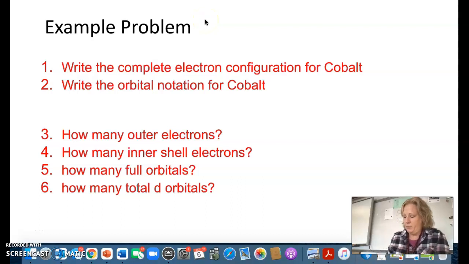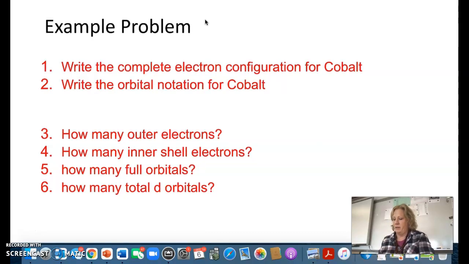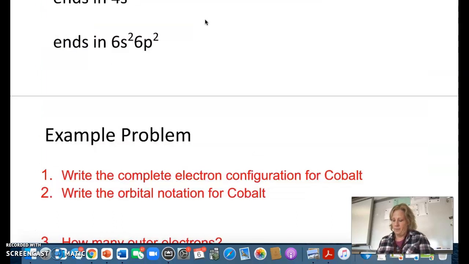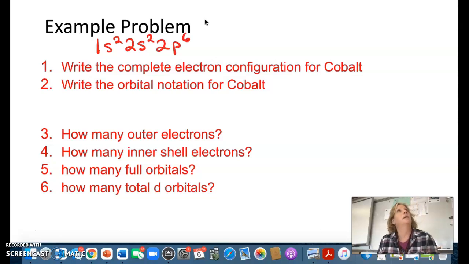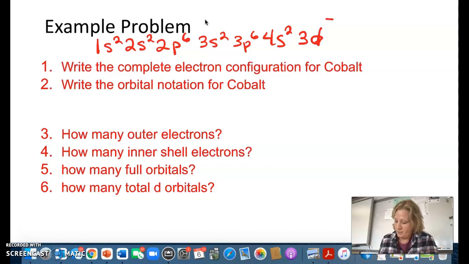Hi, this is a video just kind of getting into a little bit more depth on electron configuration and also orbital notation. So first thing when we do this problem together is if I want to write the complete electron configuration for cobalt, so not the noble gas, but 3s2, 3p6, 4s2, and then 3d, and then you count over 1, 2, 3, 4, 5, 6, 7.